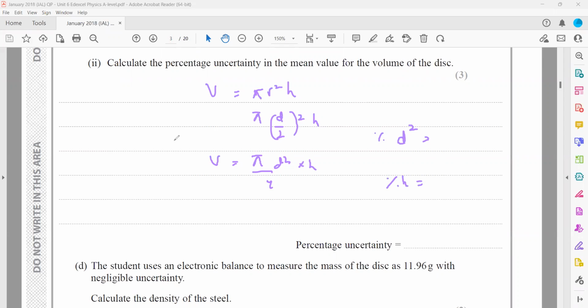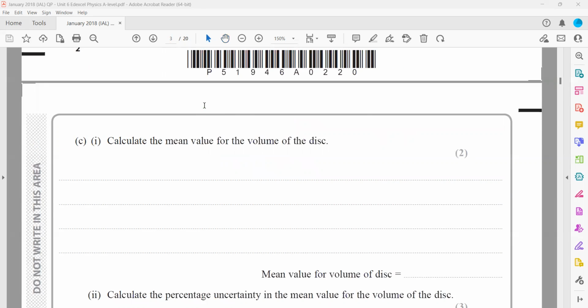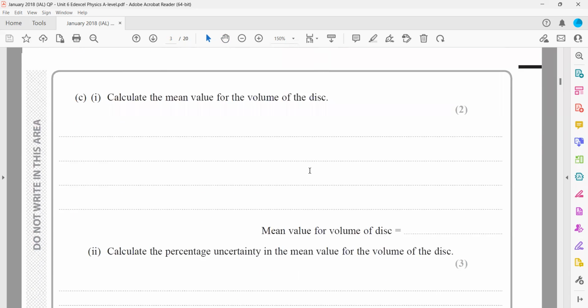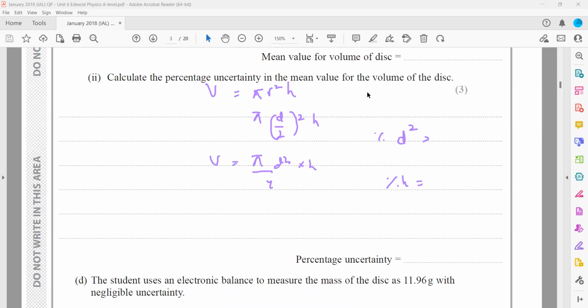How to get the percentage uncertainty in diameter? When we measure a diameter, what was given, the uncertainty in the measurement of a diameter was 0.1 and the diameter was 32.5. So the uncertainty was 0.1 and the value which we record, that was 35.2.